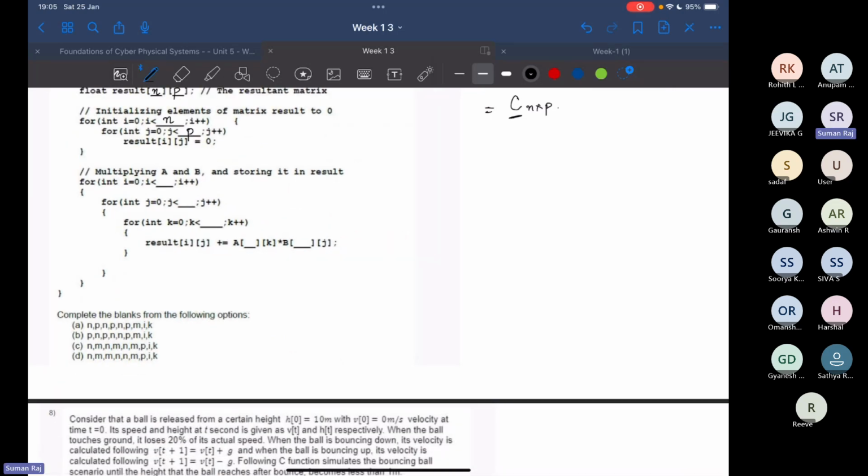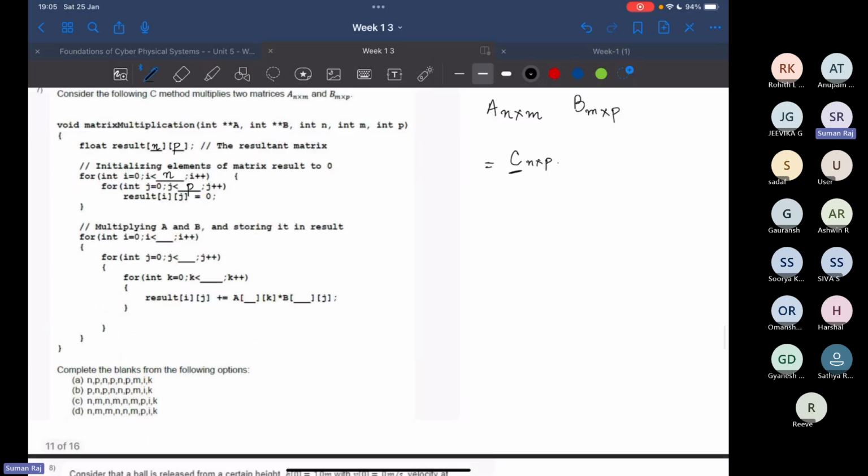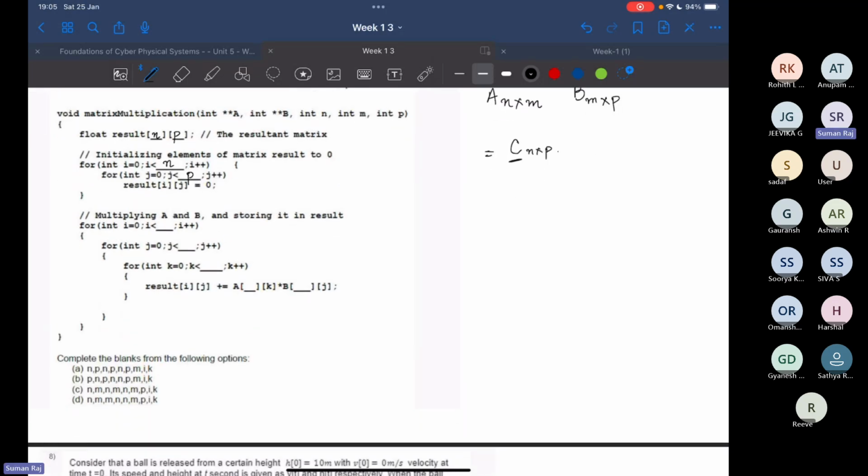How can it be M, I, and K? Okay. So M multiplies and then you have your... there is something wrong with the option, maybe.